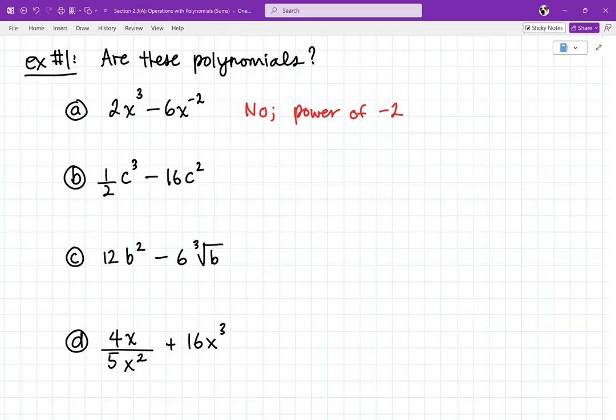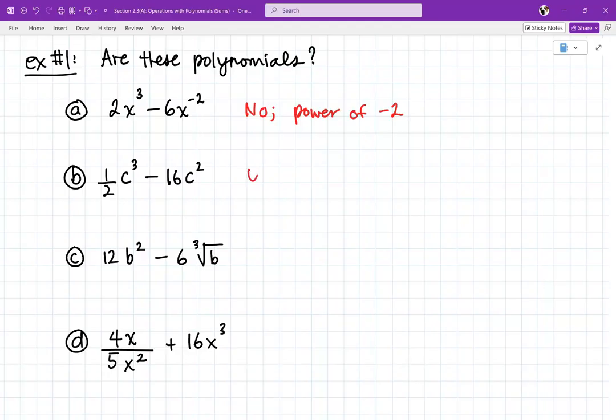Is that one a polynomial? What do you guys think? Is it breaking any rules? The powers on part B are a what? A 3 and a 2, right? Are those positive? 3 and 2? Yeah. Are they fractions? No. Are they decimals? No. Are they negative? No. So is it a polynomial? Yes. Is there a fraction in that problem? Yeah, a half. But the half is not a power. That's a coefficient, right? It's a number in front. So this is a yes.